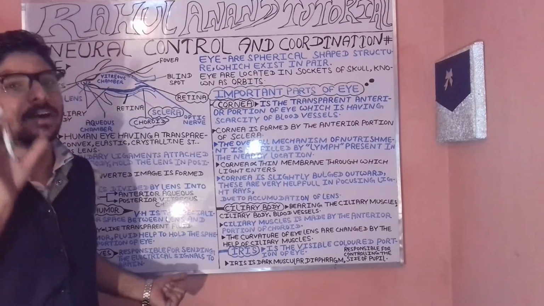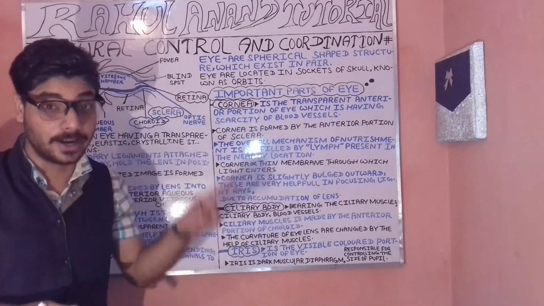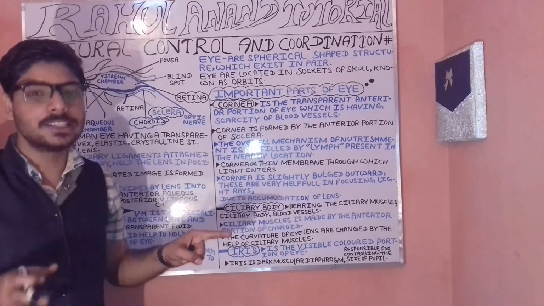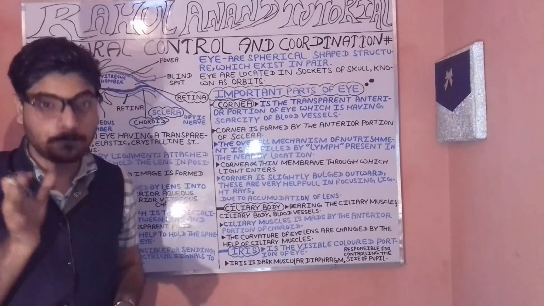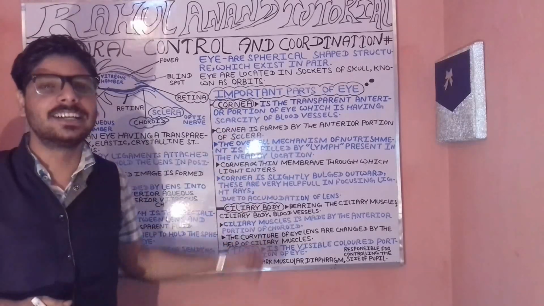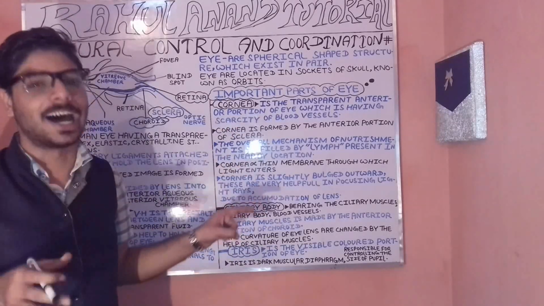And in the last we have the optic nerve. This plays an important role in transmitting the impulses to the brain. So this is somewhat the condition when we are talking about what the eye actually is.